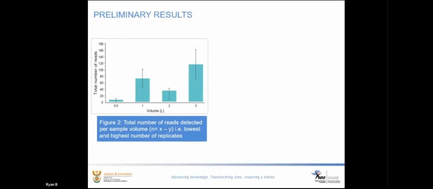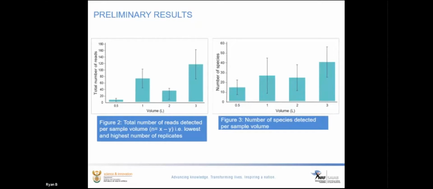When looking at the total number of reads detected per sample volume, preliminary results showed that 0.5 liter detected a significantly lower number of reads, and a higher number of reads were detected in the 3 liter samples, which was the highest volume investigated. A similar pattern was observed when looking at the total number of species detected per sample volume, indicating that the higher the number of reads detected, the higher the number of species observed.